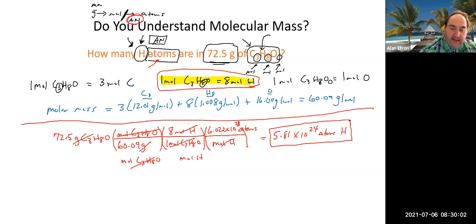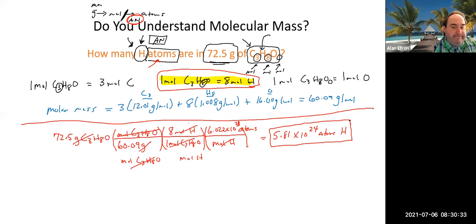Question on any part of that calculation? Does the number make sense? Well, the number does make sense. We're talking about how many individual hydrogen atoms there would be in 72.5 grams. The molar mass of that compound was 60.09, and at 72.5, we have over a mole of it, which means we should have over Avogadro's number's worth of it. And we do here, right, at 5.81 times 10 to the 24 atoms of hydrogen.